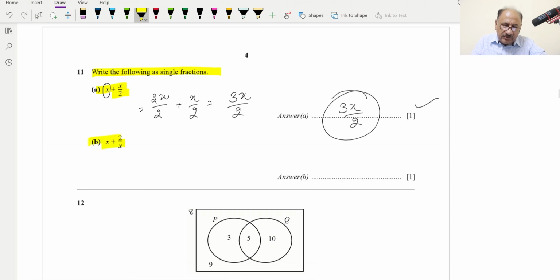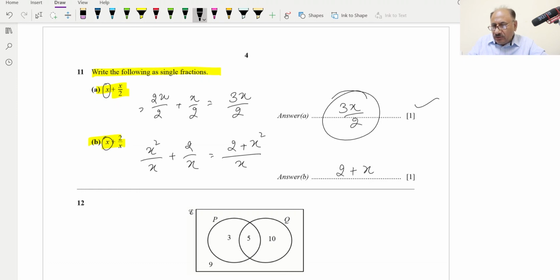Now B part is this one. Again we can use the same method. So this x will be multiplied and divided by x, so it will become x square over x, equalizing the denominator, and this will be equal to 2 plus x squared over x, and this will be our final answer over here.